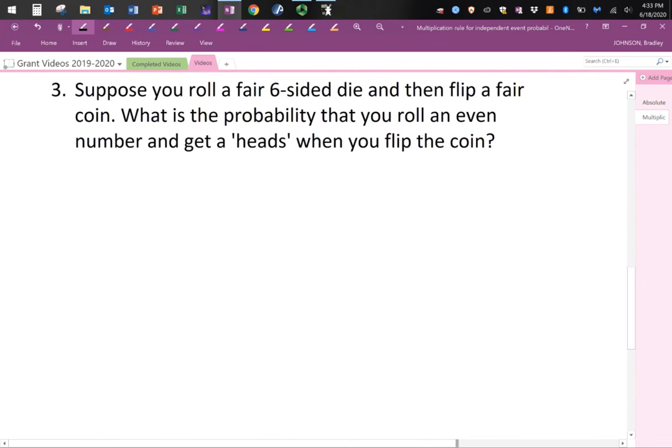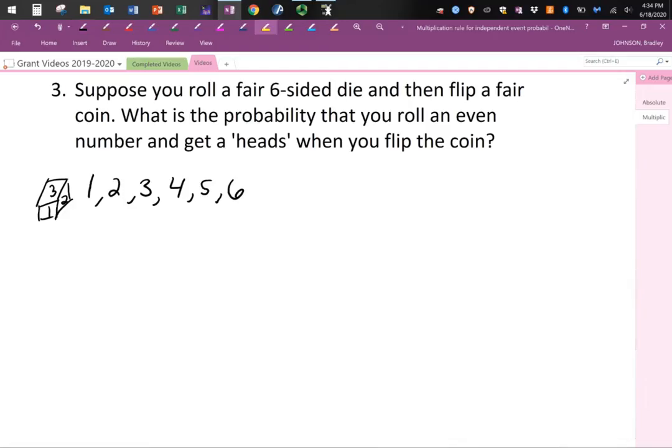Suppose you roll a fair 6-sided die, and then we'll flip a fair coin. What is the probability that you roll an even number and then get a heads when you flip the coin? So we have two things happening here, right? So imagine we have the fair die, and each side is numbered as so. So on the fair die, we have the numbers 1 through 6. Now let's think about rolling an even number. The even number would be a 2, 4, or a 6 being face up.